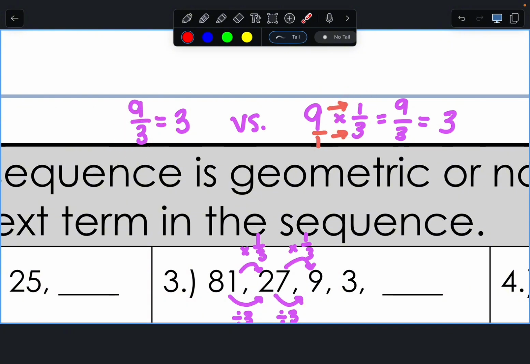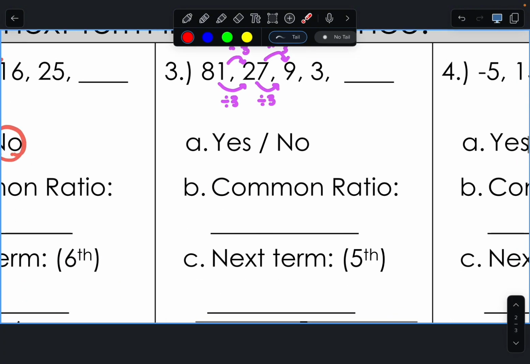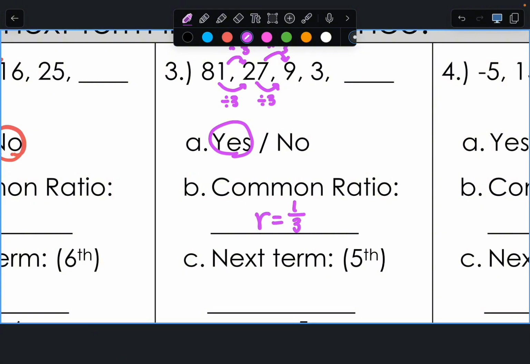So just to solidify, dividing by 4 is the same as multiplying by 1/4. Dividing by 5 is the same as multiplying by 1/5, so forth and so forth. Good. All right, you guys get it. Part A. Is this a geometric sequence? Yes. What is our common ratio? 1/3. So to get the next term in the sequence, to get a sub 5, I multiply by 1/3 or divide by 3, and I get 1.